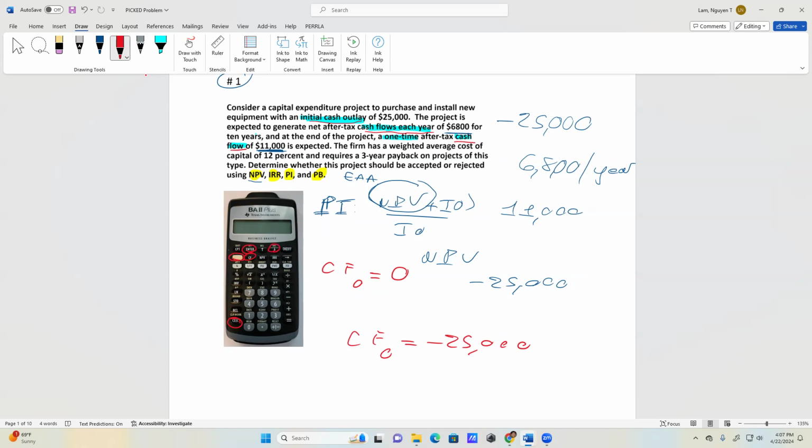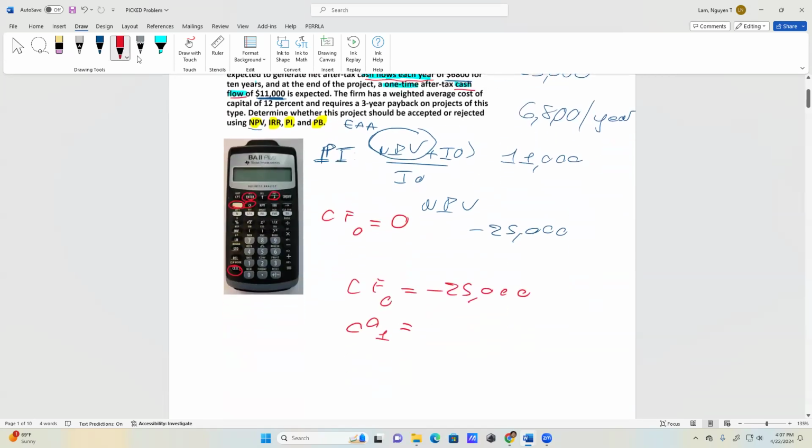And then you will see that right now it says C01, which means the first cash flow. We know that it's going to be 6,800, the cash flow for each year for 10 years. So that is what we're going to put in here. I'm going to hit 6,800, hit enter, arrow down.